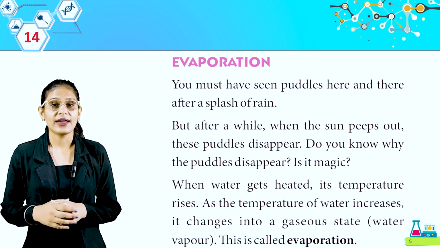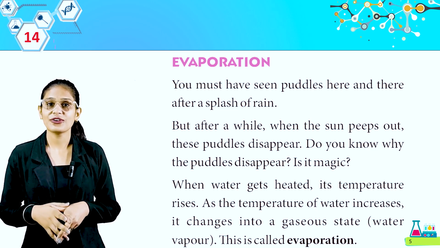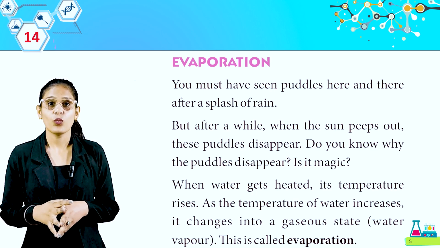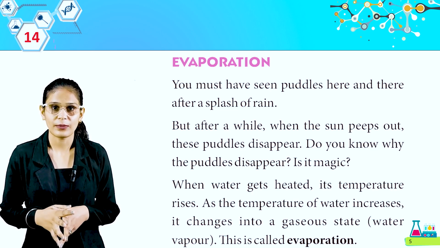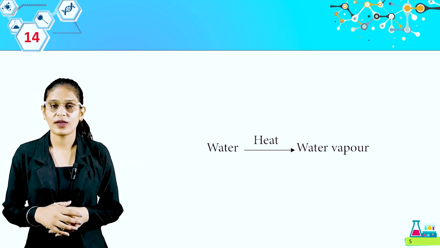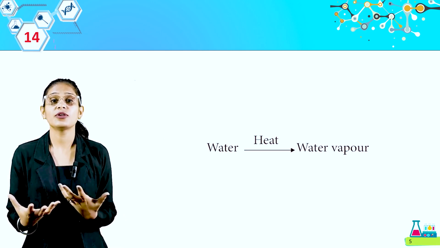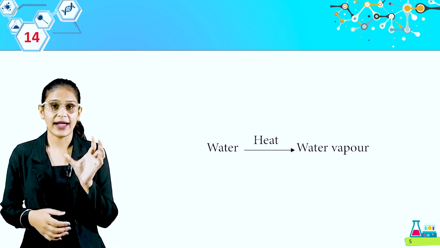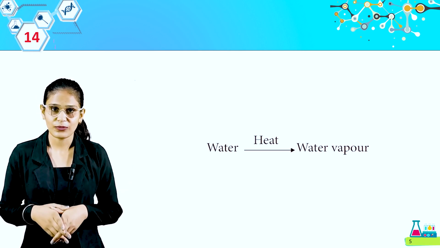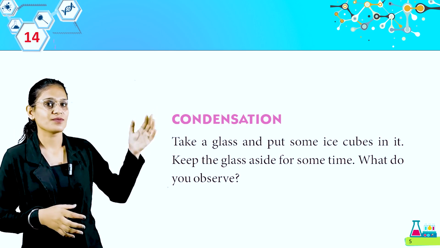Look here. When water gets heated, its temperature rises. As the temperature of water increases, it changes into a gaseous state, water vapor. This is called evaporation. Water, heat, after reaction, water vapor. So students, how is water vapor formed, or what is evaporation? When water changes into water vapor, that is evaporation. Get it, students?